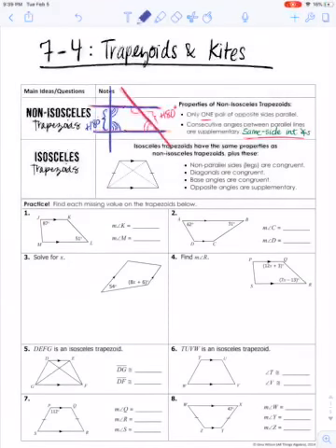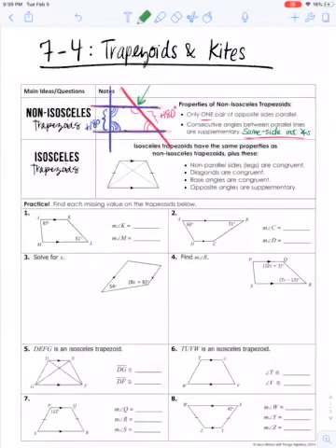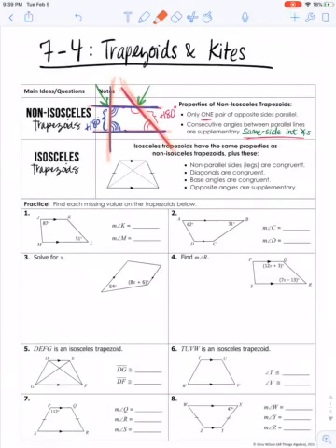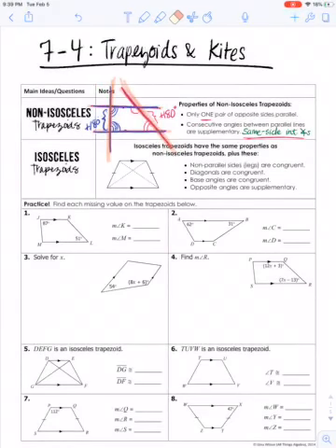Just be careful. Notice, guys, that this angle and this angle are not supplementary. That's because my two transversals right here and here are not parallel. If this were a parallelogram, then everything would be parallel and it'd be happy and supplementary and great, but it's not. All right, so that's in general non-isosceles trapezoids, or you can just say trapezoids.